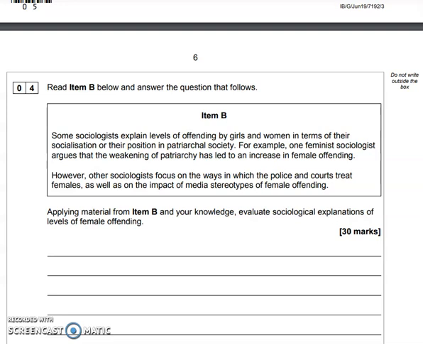Some better answers questioned the continuing relevance of the chivalry thesis in the context of gender equality and the increased number of women working in the criminal justice system. But overall, a broad range of answers to this type of question.